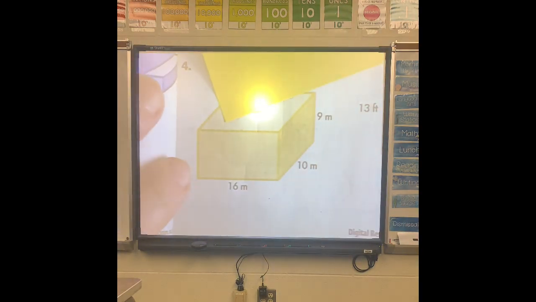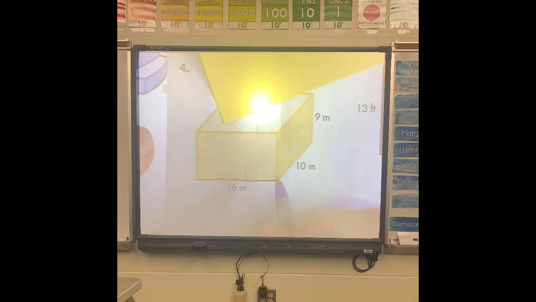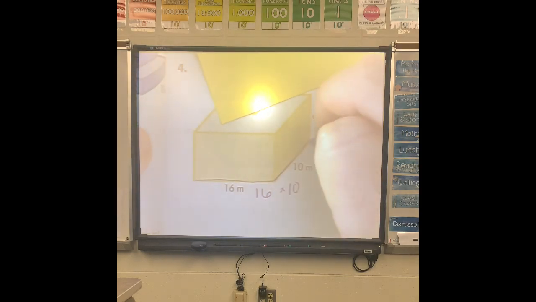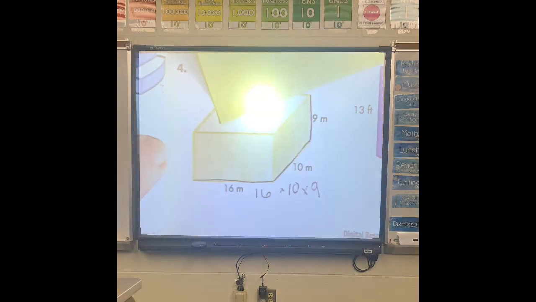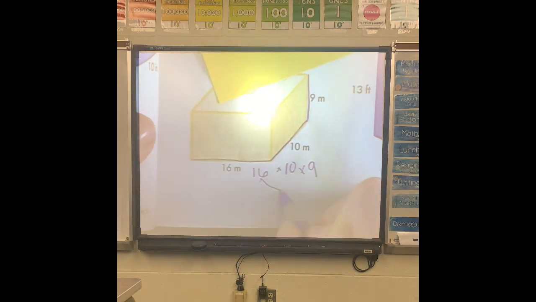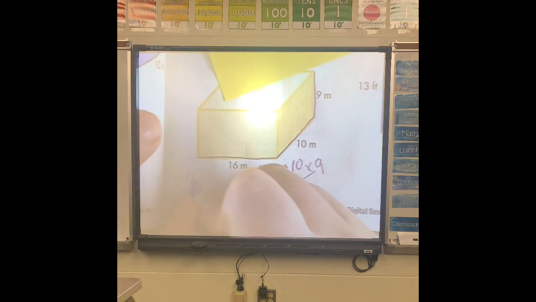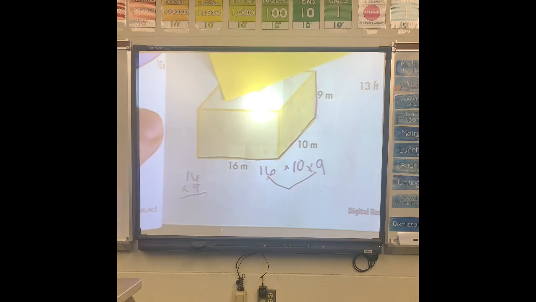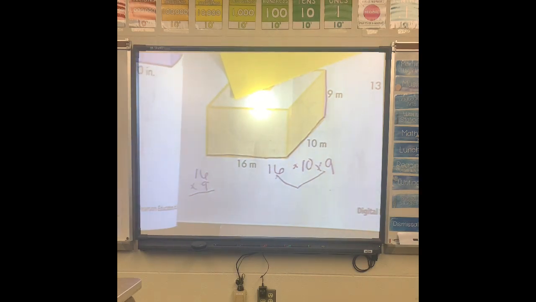And right away I can see my 3 numbers. Left to right is 16. Front to back is 10. Bottom to top is 9. I'm going to choose to do 16 times 9 first, although the students know they can pick any way that they want.